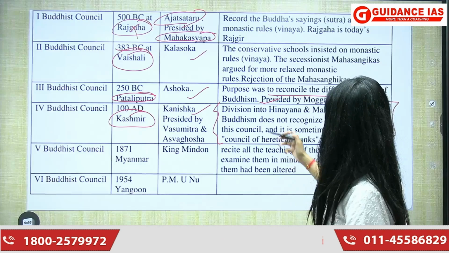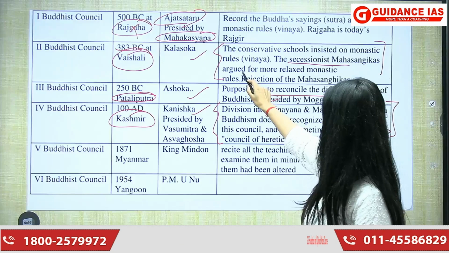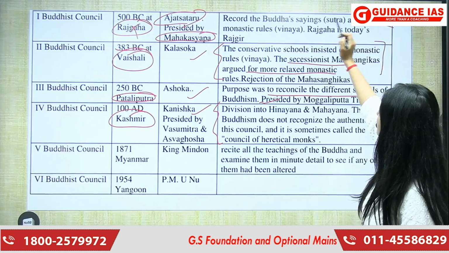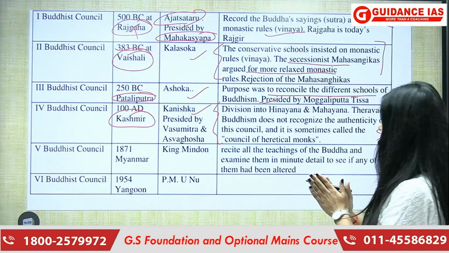Right, second mein, the conservative schools insisted on monastic rules, theek hai, and these secessionist Mahasangikas argued for more relaxed monastic rules, right? First mein we know ki first council recorded the Buddha's sayings and codified monastic rules, theek hai. To ye kuch outcomes the in councils ke, in meetings ke, which you have to remember. There is no other option than cramming them. To aapko ye yaad hi karna padega. Kuch samajhne ka isme zyada kuch hai nahi.